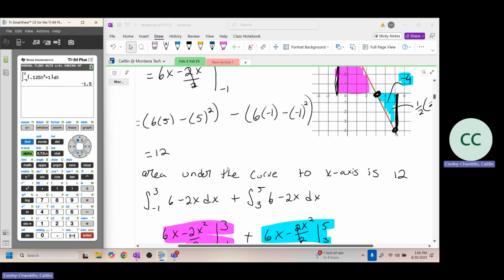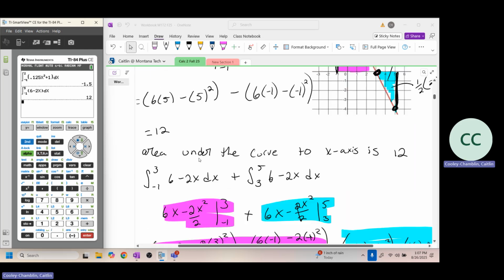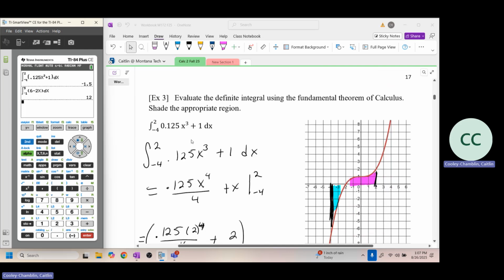We can go back to one of our previous problems. So example 2, I'm going to hit math, scroll down to number 9, hit enter. So the integral from negative 1 to 5 of 6 minus 2x dx equals 12. We got 12. That's kind of a handy feature.